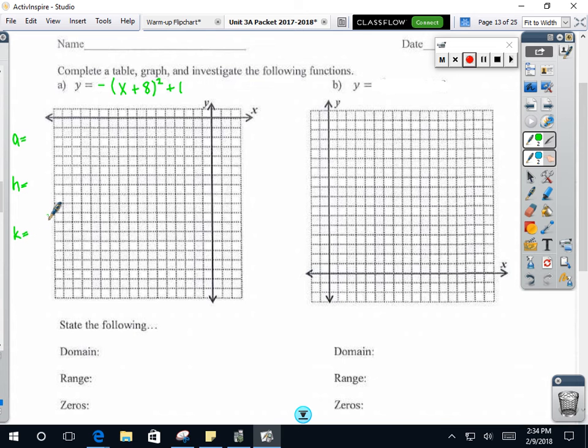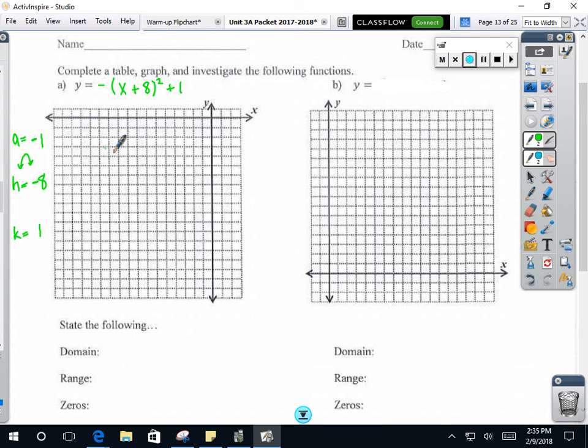What is the A value? Negative 1. What is the H value? Negative 8. And what is the K value? 1. What will this A value do to your parabola? The only thing it's going to do is turn it upside down because it's negative. Since it's 1, it won't be a stretch or a shrink. It has to be greater than 1 to stretch, less than 1 to shrink.